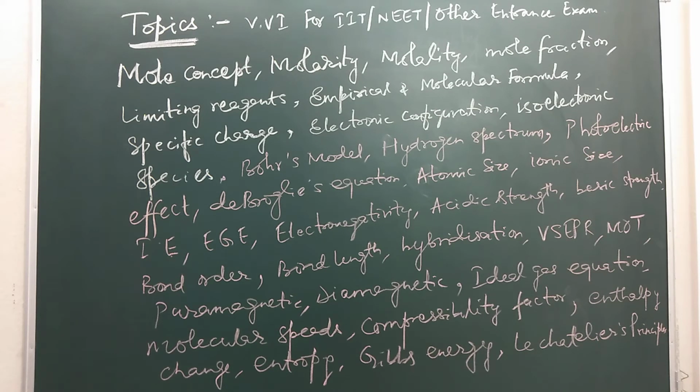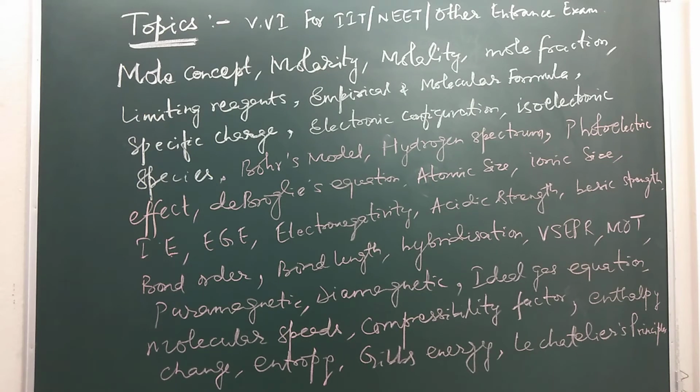Next is mole fraction. It is the ratio of moles of one component to that of all the components present in the solution. The sum of mole fractions of all the components is unity. Limiting reagents. Limiting reagents are those reagents which are totally consumed in the chemical reaction. The reagents that are really costly or precious are kept as limiting reagents.